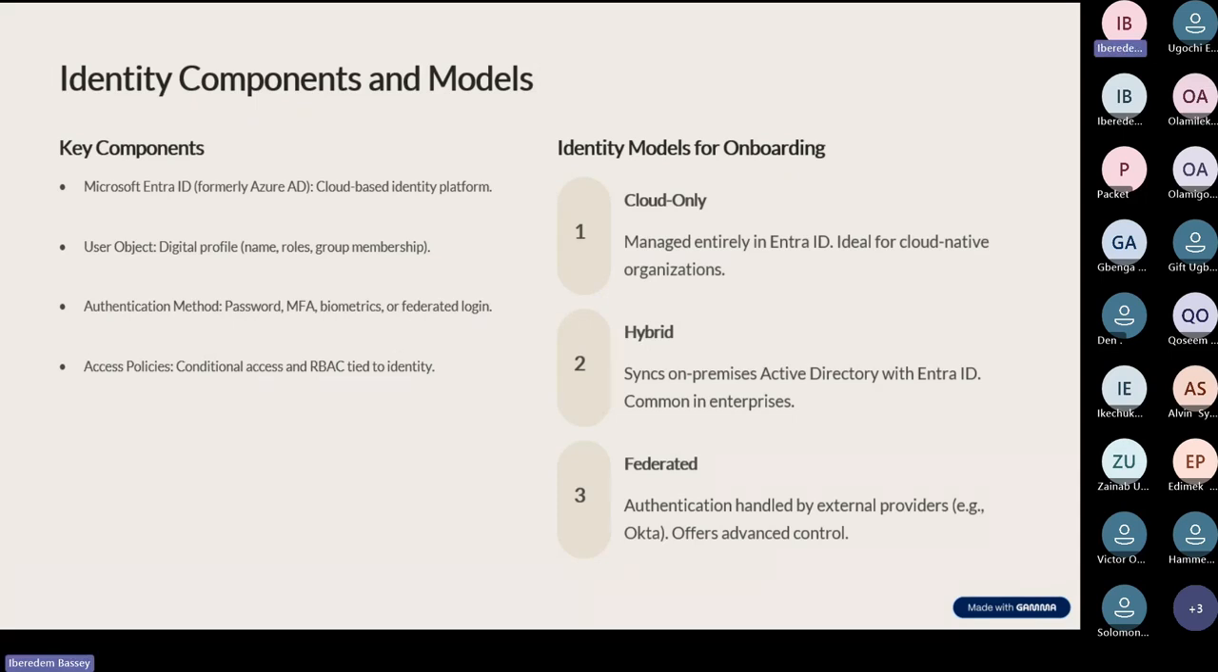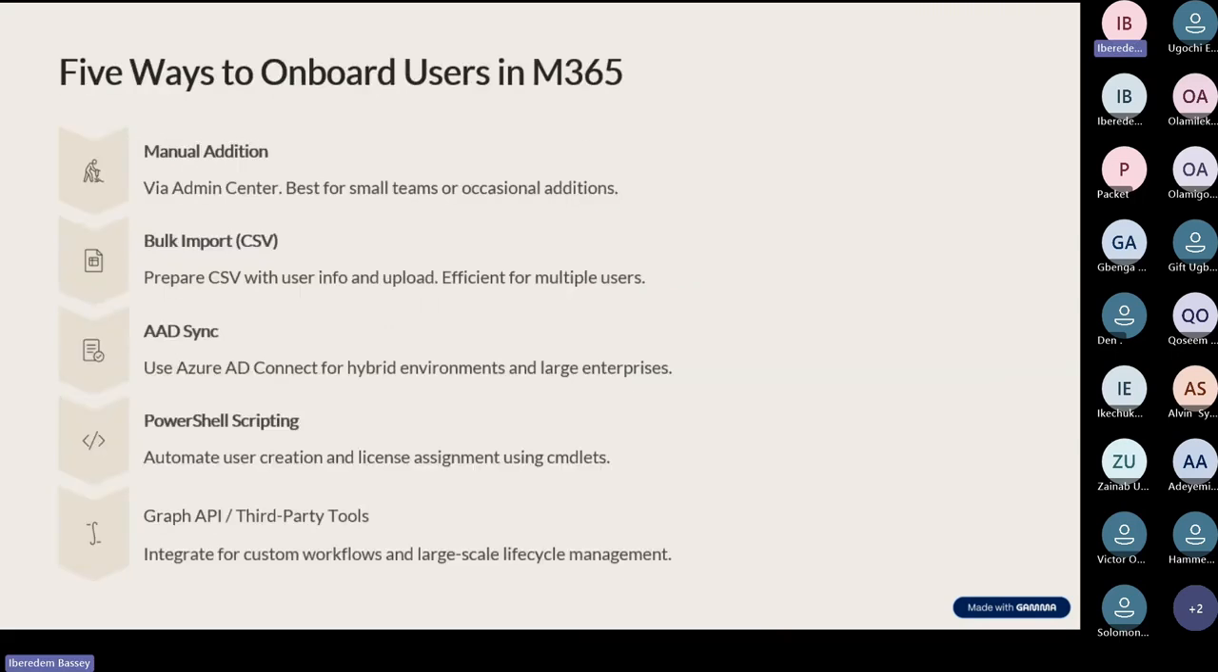We have the federated model. That has to be the authentication handled by external providers, for example Okta, that offers advanced control. So these are the different identity models that we have for onboarding. And the next thing we are going to be looking at are the 5 ways we can onboard users in Microsoft 365. Now, the first way we're going to be looking at is the manual addition, where we use the admin center, and it is best for small teams or occasional additions.